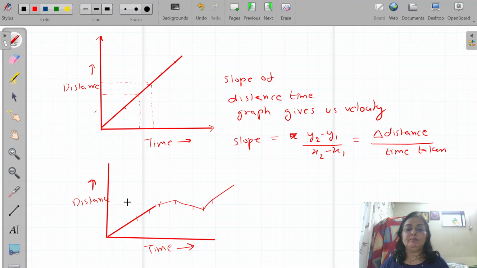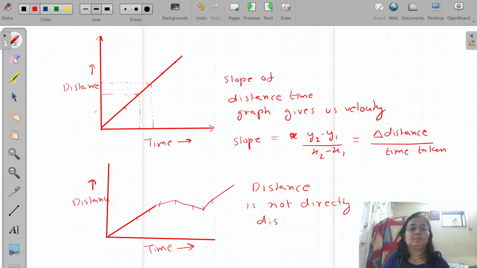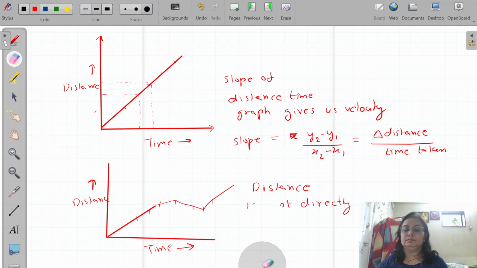So the distance and time are not directly proportional to each other. We say it like this to put in other words. Distance is not directly proportional to time. Right?